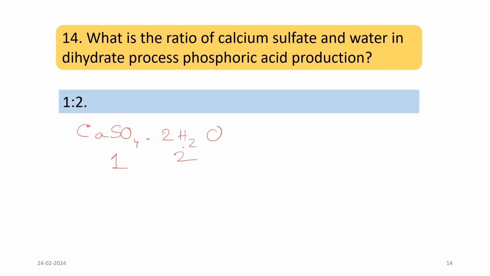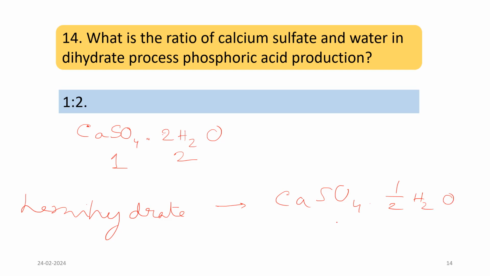If it is asked for the hemihydrate process, then it would be CaSO4·1/2H2O and the ratio will be 1:1/2, or else 2:1, like 2 molecules of CaSO4 and 1 molecule of water. So it is asked in case of the dihydrate process, so the answer will be 1:2.